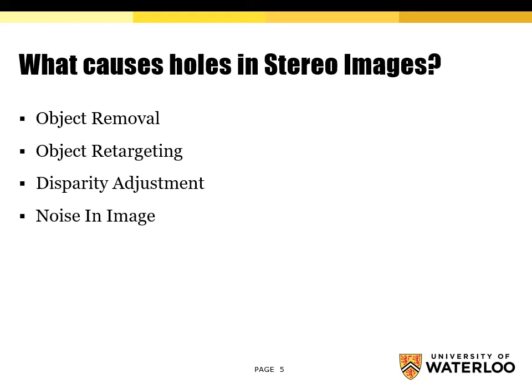And one more thing that's specific to 3D images is if we are adjusting the disparity of any layer. So if an object that initially had a higher disparity is now changed to one with lower disparity, then the regions that it was covering in the image are now exposed and hence cause holes. Another reason is the existence of noise in the image, and all these small areas of noise can also be covered using inpainting.